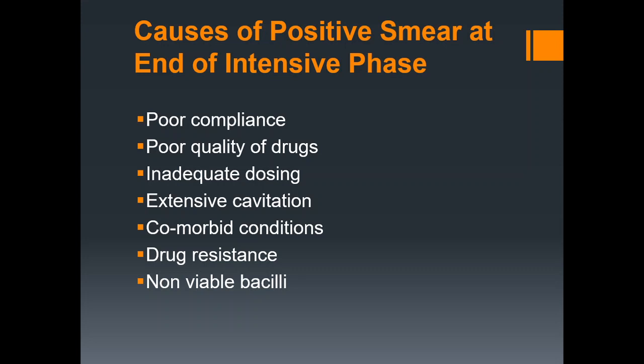Those who have extensive cavities take a longer time to clear the organisms. Or those who have comorbidities, like diabetics, those on steroids, the smear might remain positive for a longer time. Or the patient has drug-resistant tuberculosis, or these acid-fast bacilli might be non-viable. So that's why we do culture. If they are non-viable, the culture will be negative.